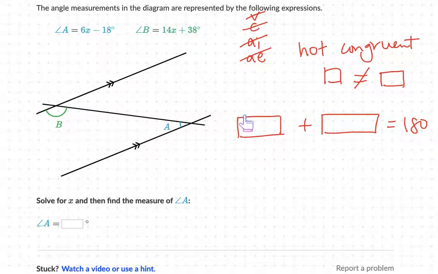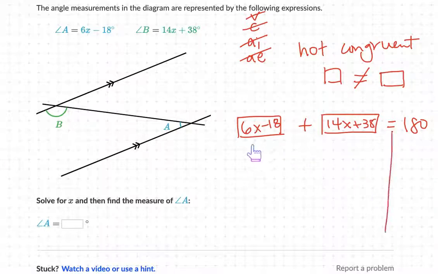So we have angle A is 6x minus 18, and angle B is 14x plus 38. This is the equation that we can make. Since they are not congruent with each other, that means they would have to add up to 180 degrees. And that would be like if I took this angle A, this blue one, and I translated it, I slid it this way, so now it's over here. Well, together, they make a straight line. Together, they're going to make 180 degrees. So that's why we came up with this equation.